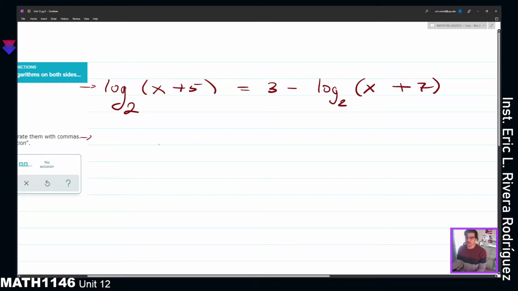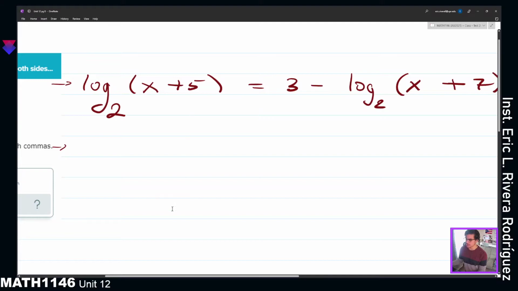Okay, in this exercise, you want again to isolate the logarithmic function. What's the problem? The problem is that you now have two terms with logarithmic functions.